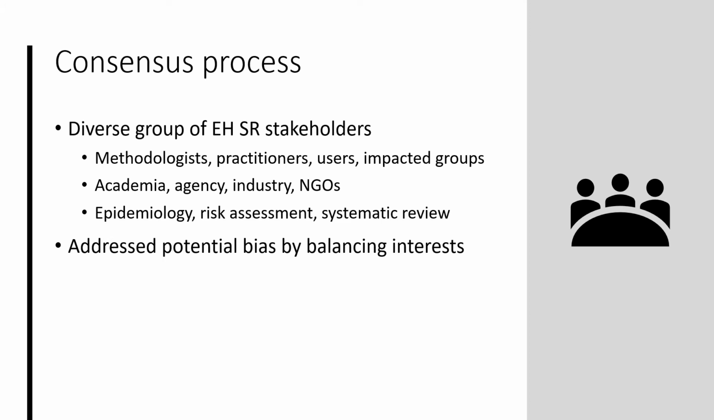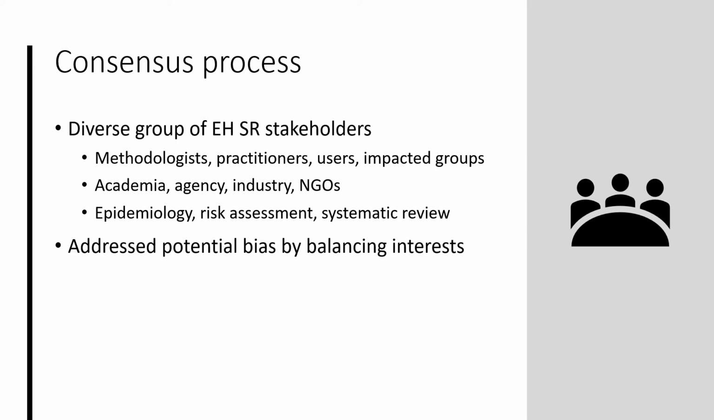For COSTER to be successful, we had to engage a diverse group of environmental health systematic review stakeholders. So we engaged methodologists, practitioners, users and impacted groups of systematic reviews, covering academia, agencies, so organisations like the European Food Safety Authority, the National Toxicology Programme, representatives of industry, representatives of environmental NGOs. And we tried to make sure there was a good balance of disciplinary expertise across that group of epidemiology, risk assessment, systematic review and so forth.